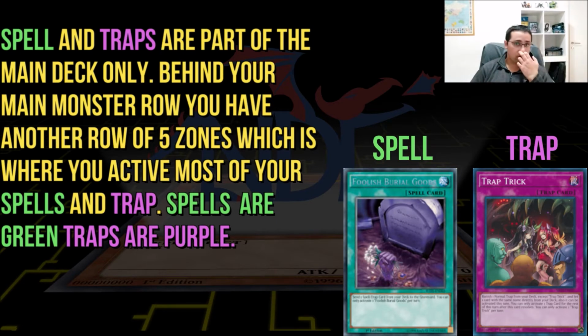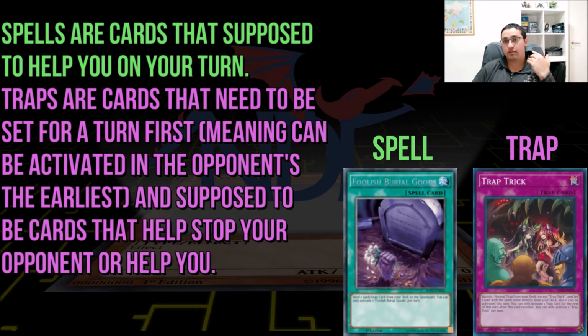Now, spells are cards that have the green border, as shown on screen, and they're basically cards that help you during your own turn, with either additional effects that support you and help you, or weaken the opponent. As for traps, they are cards that need to be set in your turn first before they can be activated in the next following turn, which is your opponent's turn, when a condition has been met or when a specific thing happens. They're recognizable by their purple border. But that's pretty much what they are in total.